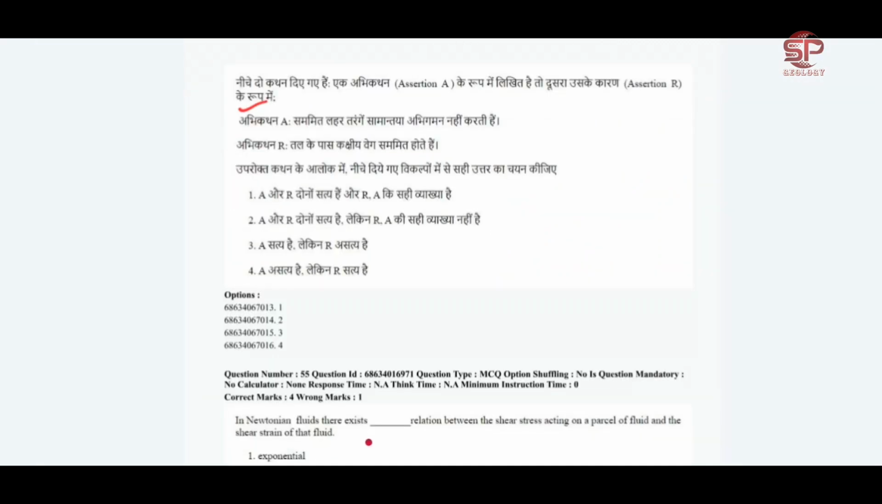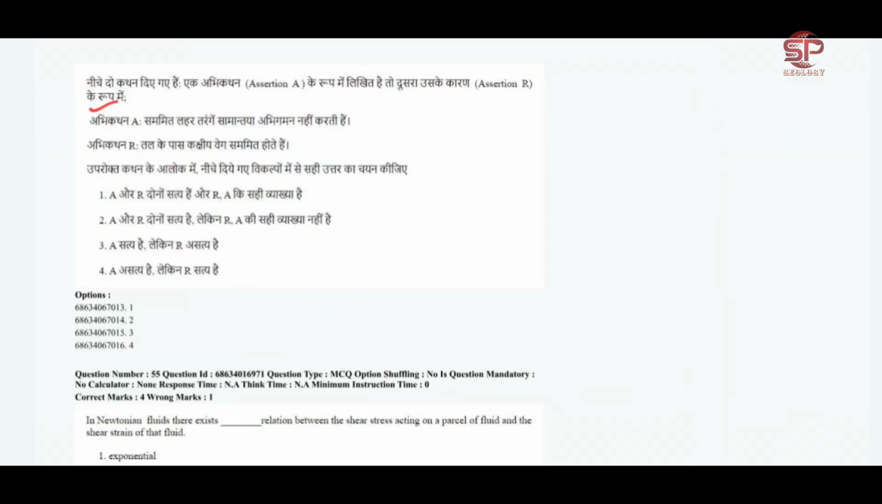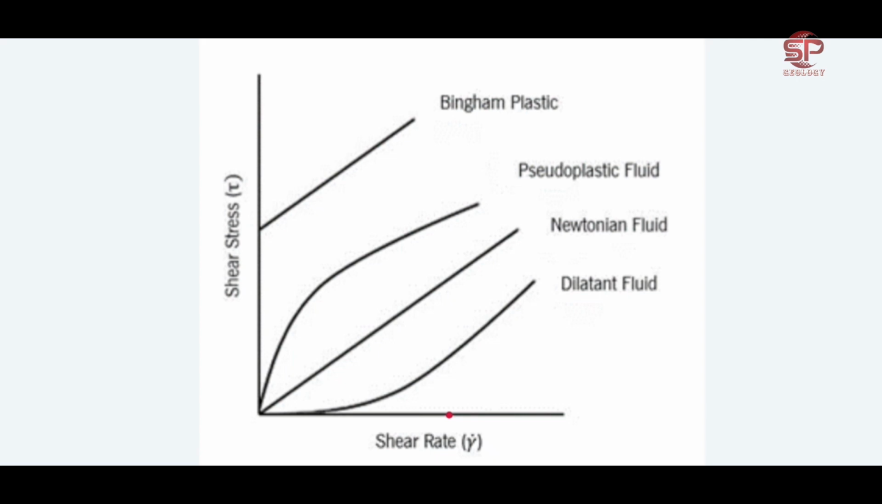In Newtonian fluids, there exists a dash relation between the shear stress acting upon a parcel of fluid and the shear strain of the fluid. So the relation between shear stress and shear strain in the case of a Newtonian fluid is linear. So this is your Newtonian fluid. You will find a perfectly linear relationship between shear stress and shear strain.